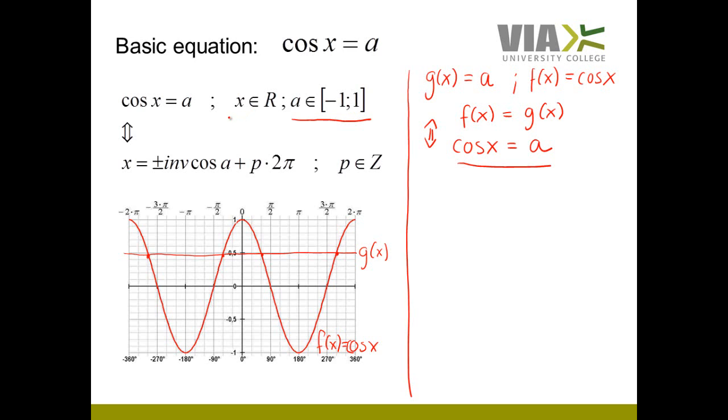As you recall from when we define cosine, we do not have any restrictions to x. x is equal to all the real numbers, which you can also see here on the graph for f. Alright, so how do we solve cosine x equals a? Well, let's look into one example, and then afterwards we will look at the general picture.